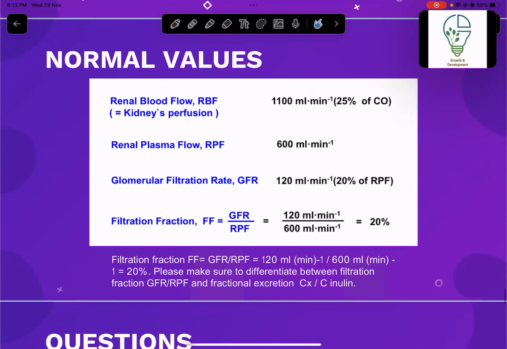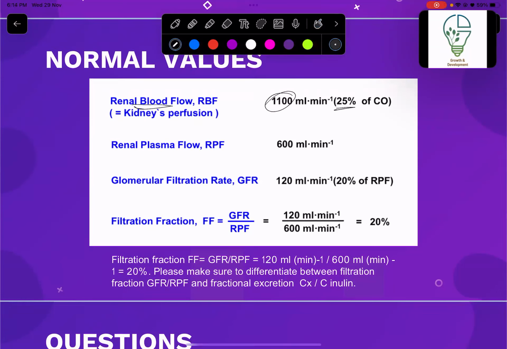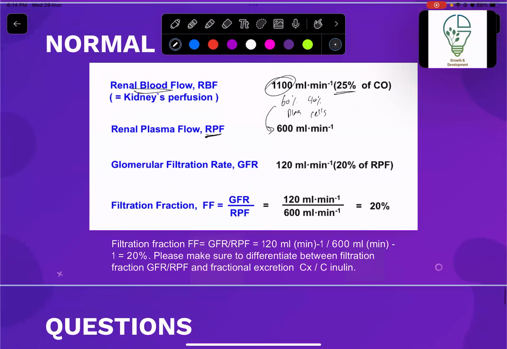As you know from CVP, of your cardiac output, 25% actually goes to the kidney as renal blood. That means we have 1,100 milliliters of renal blood. And then 60% of that, remember when I said 60% is plasma and 40% is the cells that don't pass through, is technically the renal plasma flow, which is 600 milliliters per minute.